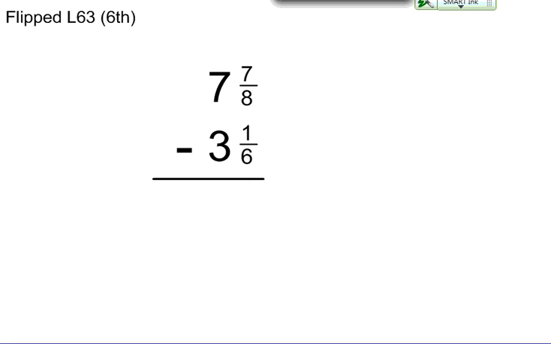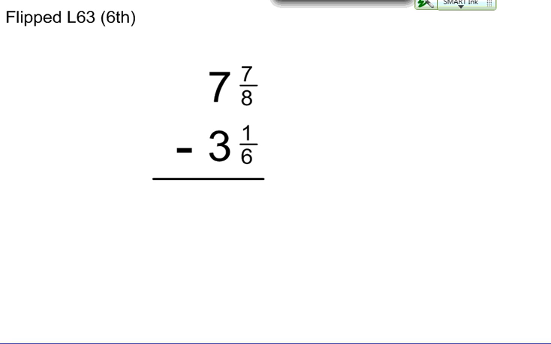Welcome to Flip Lesson 63 for the 6th grade. Today we're continuing looking at mixed numbers. This time we're going to subtract mixed numbers so that we can understand exactly all the steps involved with that.